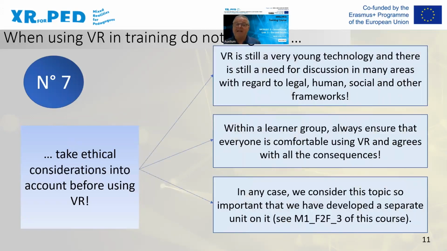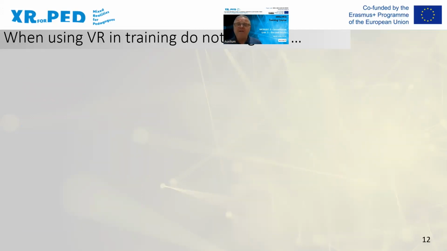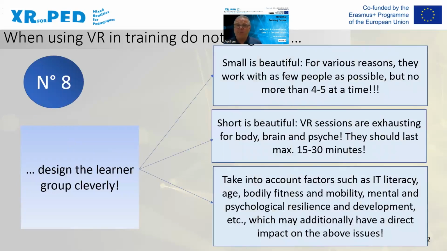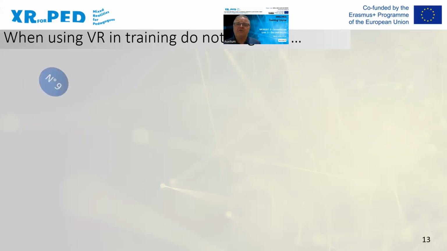Number 7, there are perhaps some ethical considerations before using VR. There might be some discussions on legal, human, social, and other frameworks. There are many different aspects. Not everybody is happy with VR, so make sure your learner group, everybody involved, has a good feeling and feels comfortable when using VR. Number 8, you have to design your learner group very well. It starts with that it should not be too small, and the lessons you take should not be too long. So there are a lot of things.